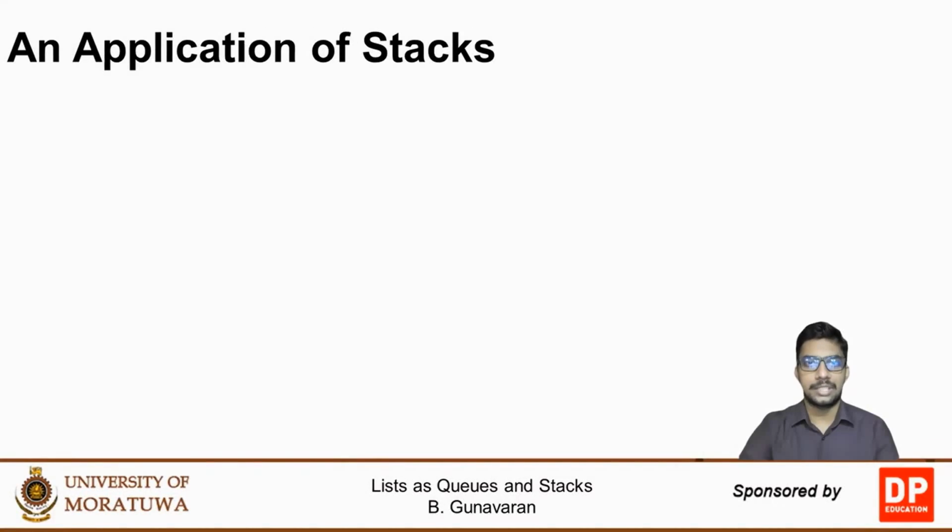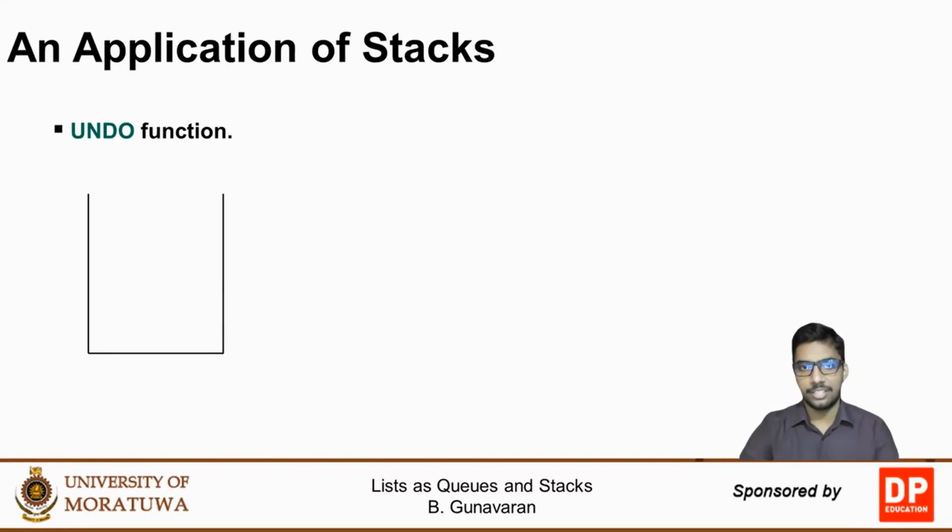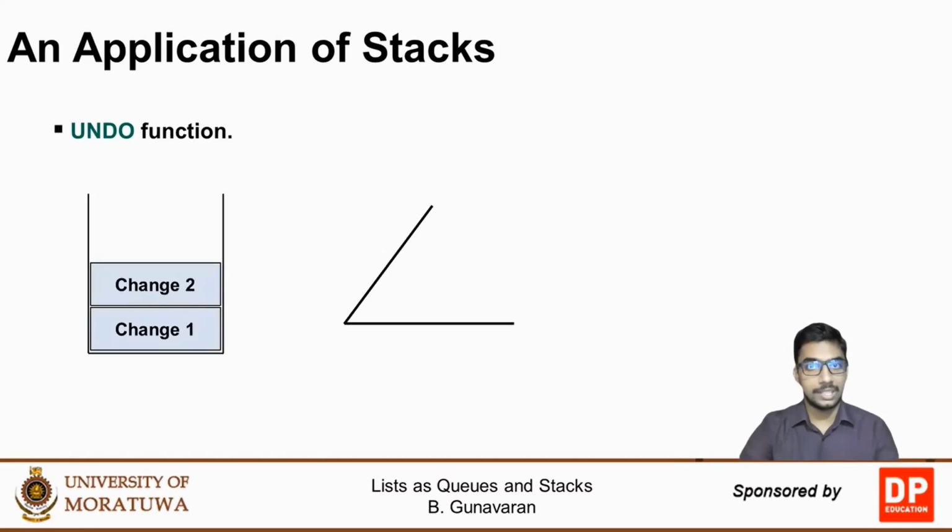Before moving on to our discussion on queues, let us look at an application of stacks. One of the simplest examples is the undo function. Suppose you want to draw a triangle. This is the stack we will be using to keep track of the changes. You draw the first line, which is the first change you make. Then you draw the second line, which is the second change. And finally, when you try to draw the third and last line, you make a mistake.